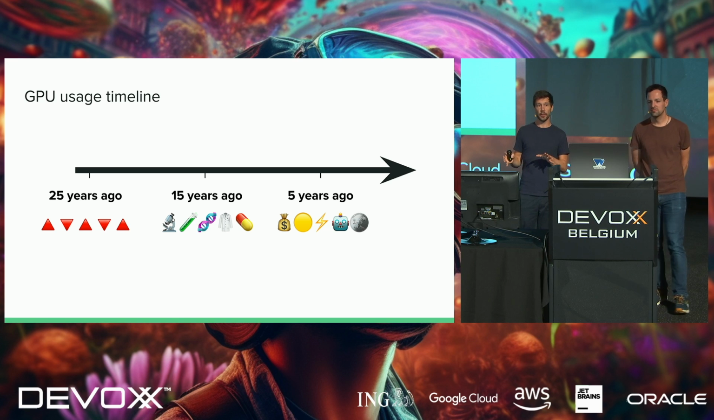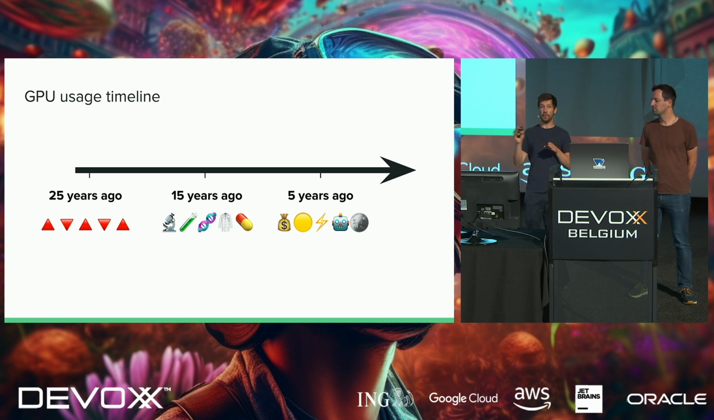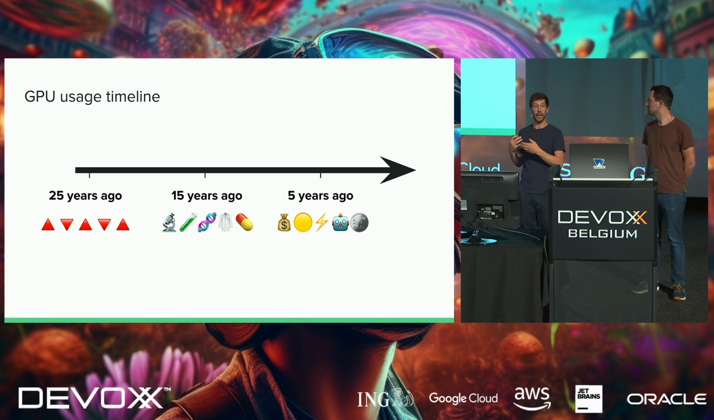But before we move forward, let's take a brief step back in time. 25 years ago, the GPU was used for graphics only, to render beautiful triangles on the screen. 15 years ago, people suddenly realized that the GPU was also excellent for parallel computation and started using it for scientific computing. Finally, 5 years ago, the boom in AI and cryptocurrency mining was made possible by the GPU's efficiency for this type of massively parallel computation.